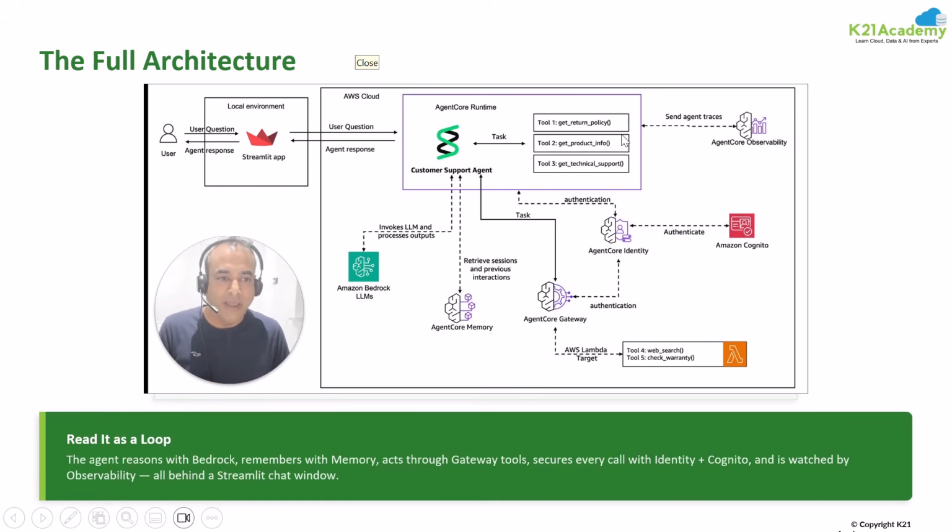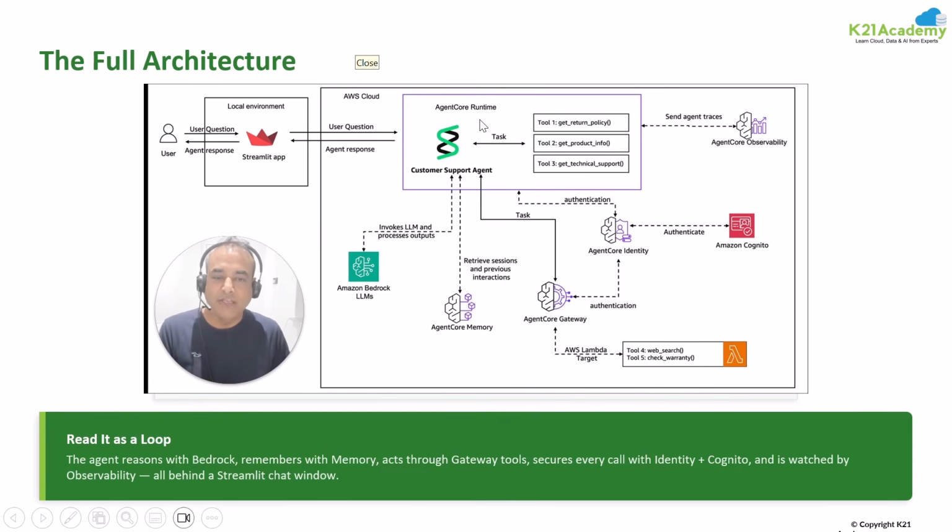Now, AgentCore also has an observability component. This observability component will be sending the traces, logging, and monitoring to other AWS components. AgentCore also has a component called AgentCore Identity. AgentCore Identity will be used for authentication and authorization, and it will be leveraging the Amazon Cognito service for authentication, authorization, role access policies, etc.